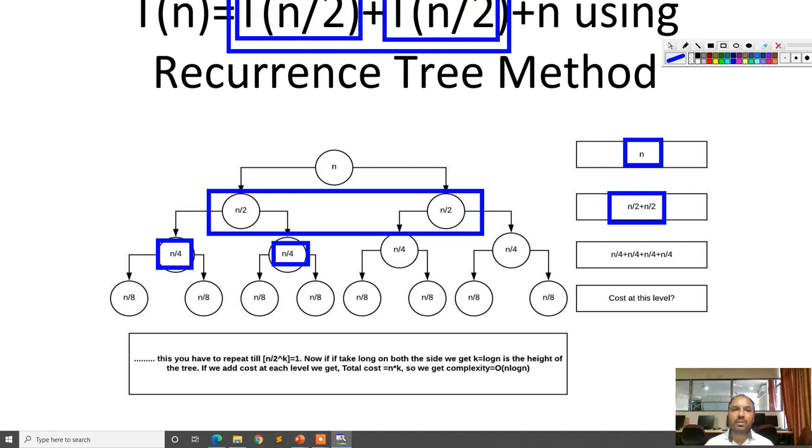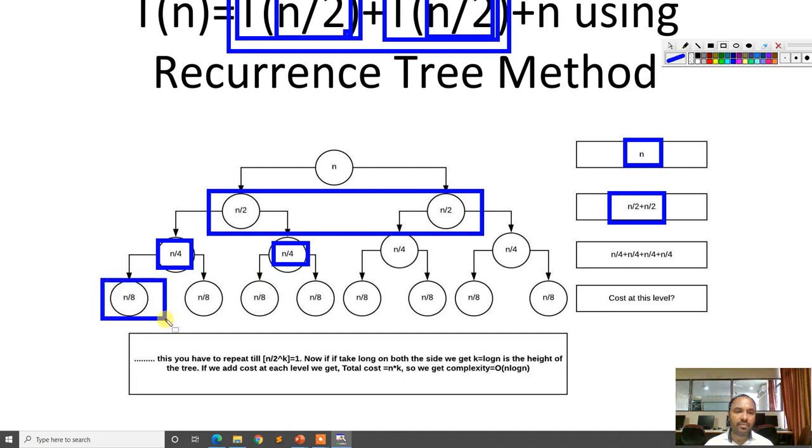This means n is to be replaced with n by 2 whenever you are drawing a left child, and whenever you are drawing a right child, it is again to be replaced with n by 2. This is a special case where either the left child or right child will be replaced with the same value n by 2. The meaning of this is that the height of the left subtree and right subtree is always going to be the same.